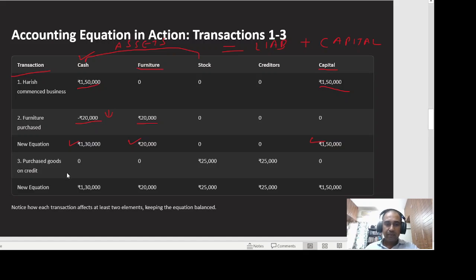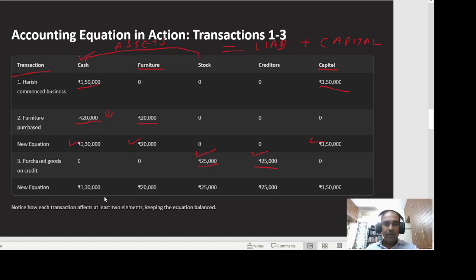Purchase goods on credit. Okay, so what will happen in this case, guys? When we purchase goods on credit, my asset will increase. Which asset will increase? My stock will increase, and my liability: I have to pay the person from whom I have purchased on credit. So he is called a creditor. So two accounts will be impacted. One is stock, another is creditors. Stock will fall under assets and creditors will fall under liabilities.